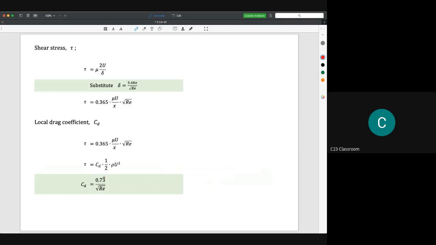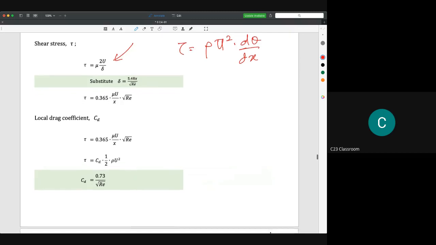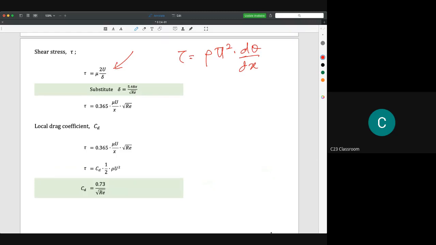So why do we feel that resistance? Because we have shear stress. The shear stress will create the resistance. So we have two equations of shear stress. One is tau equals rho u squared d theta/dx, and another one is shown like this. Here, please make sure that you use the equation from the Newton derivation, meaning the shear stress equation from the Newton solution.